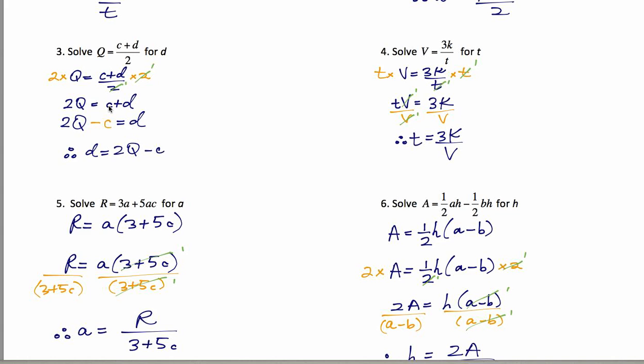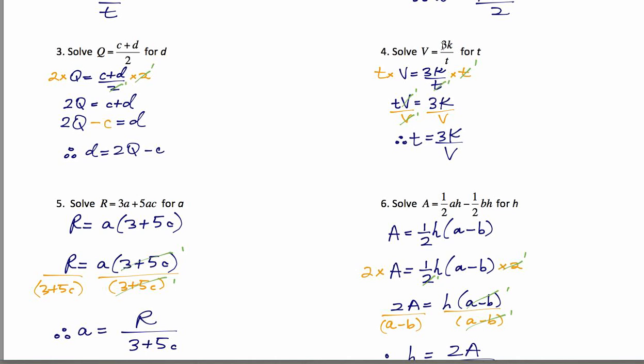So we'll subtract c from both sides, and we just end up with d isolated, equal to 2q minus c. Okay, so the strategy here is just to notice, let's consider denominators to be an issue that we want to resolve. Okay, if we look at example 4, we're going to resolve this issue as well.